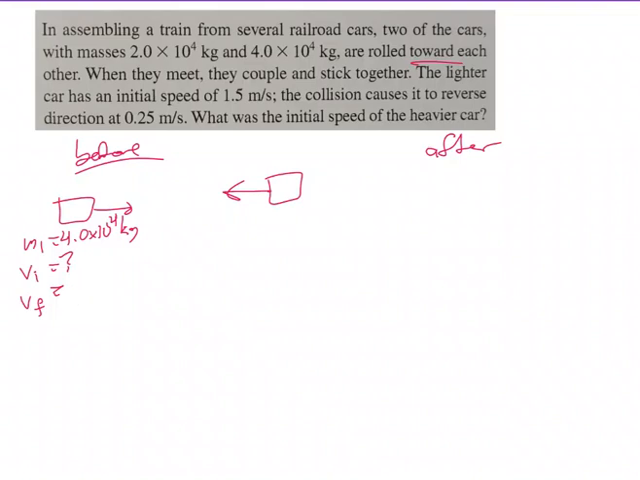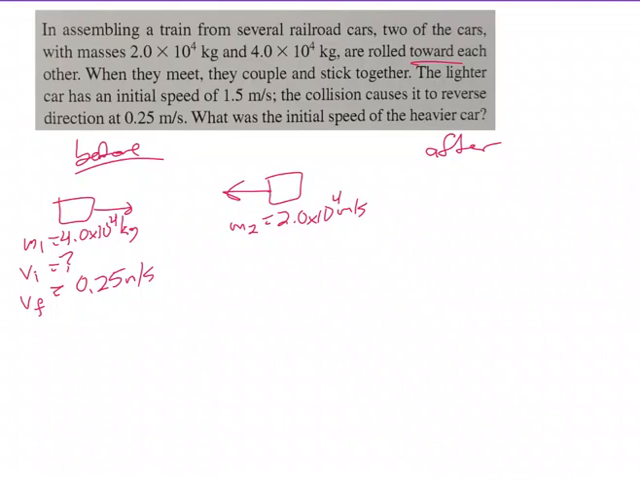Okay. 0.25 positive meters per second. Good. Now the other car, we know its mass. Mass 2 is 2.0 times 10 to the fourth kilograms. And what do we know about this one? Its initial speed is 1.5 meters per second, in the negative direction.